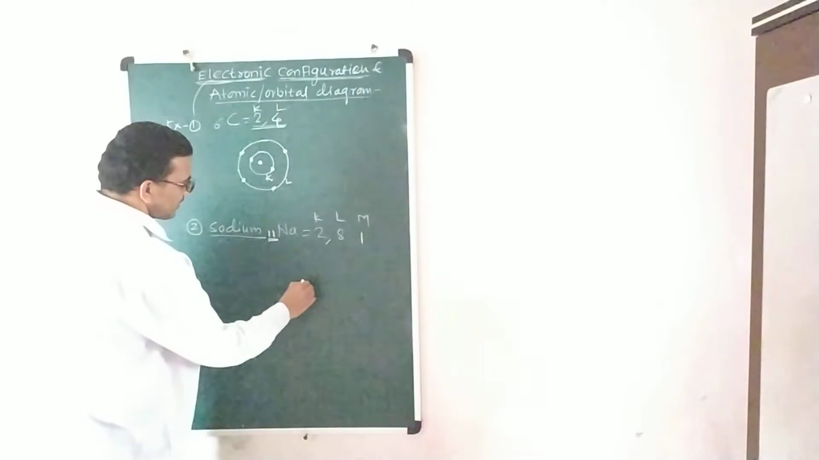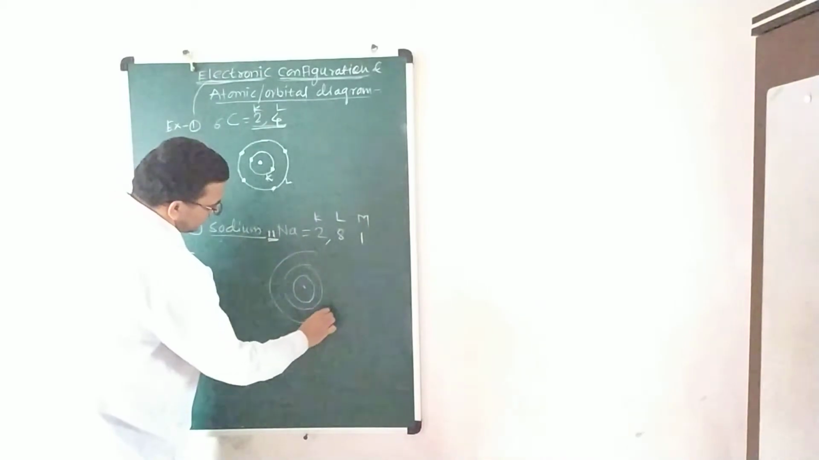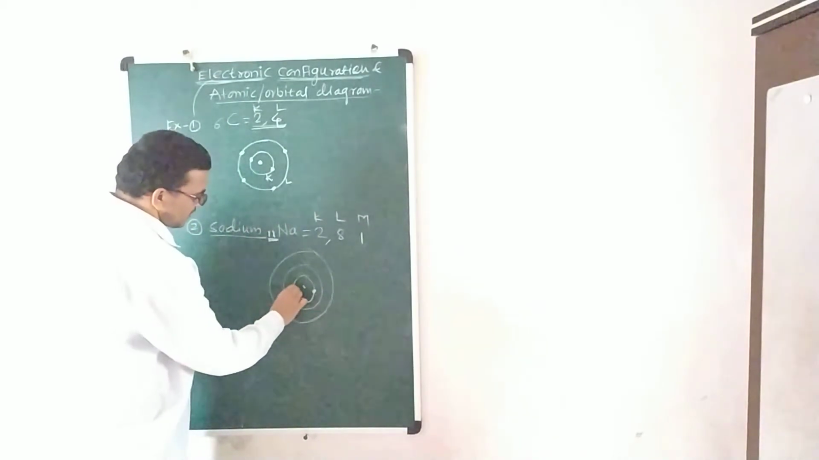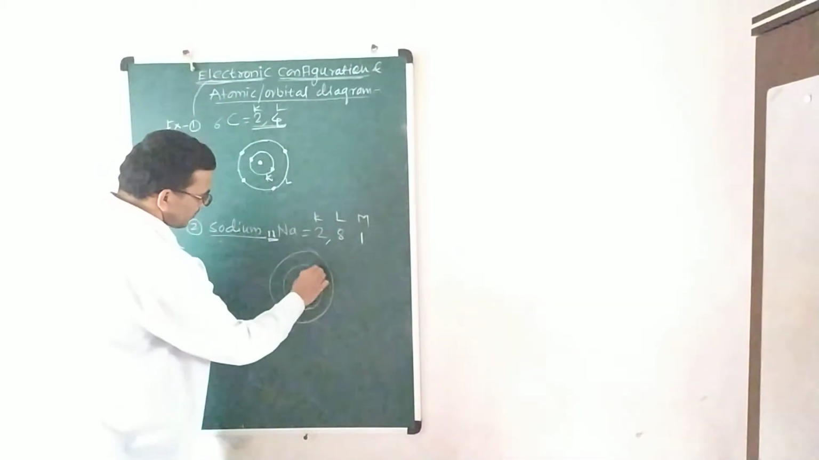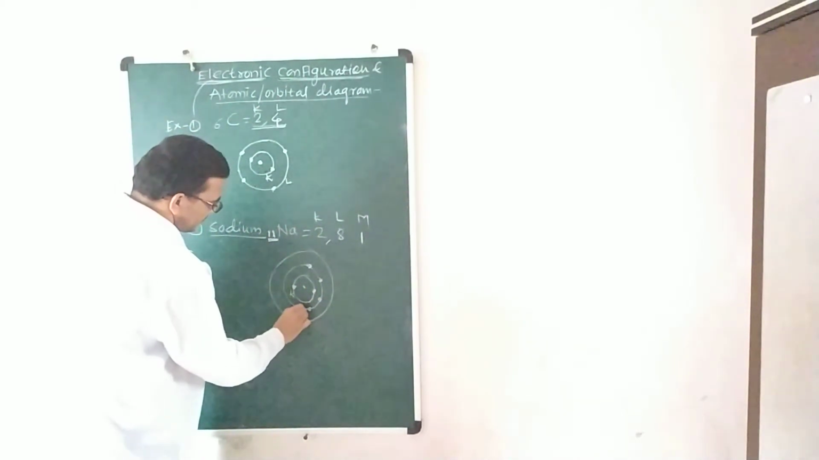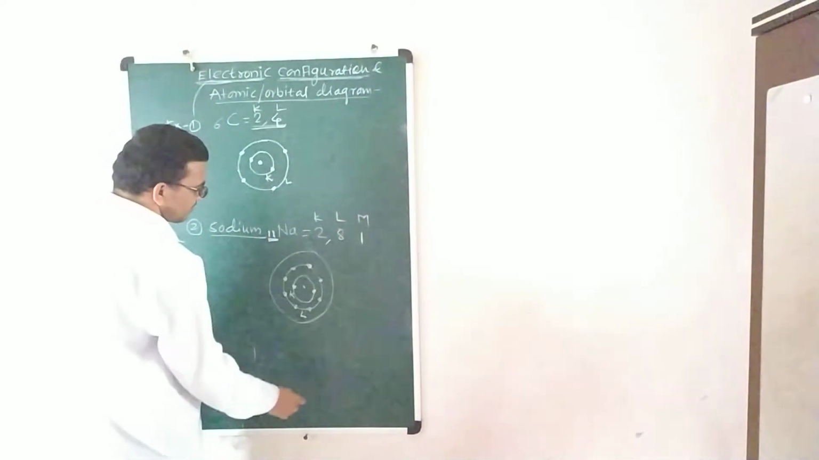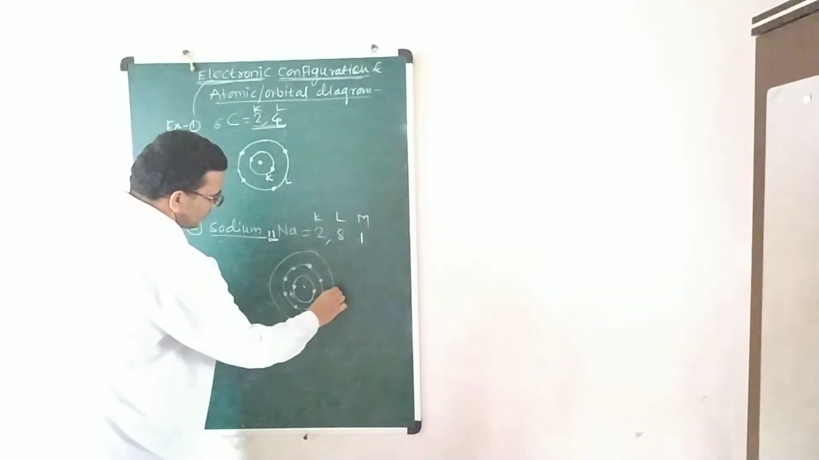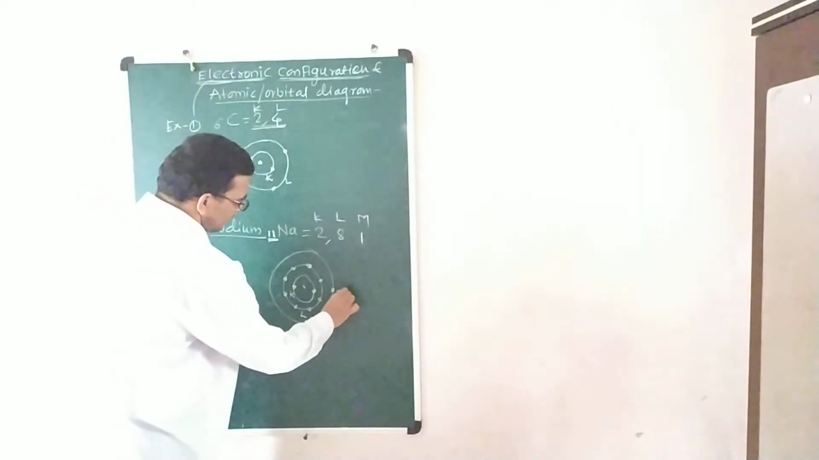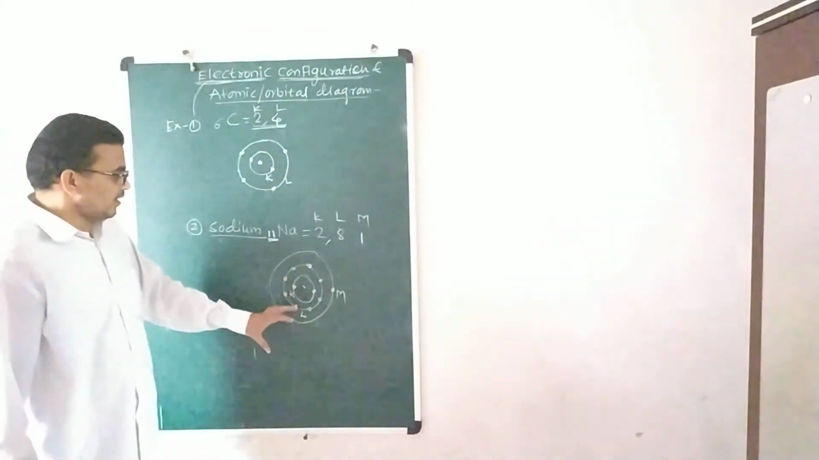If you are going to draw the orbital diagram: center, first cell, second cell, third cell. Understand? In the first cell, only 2 electrons, that is the K cell. In the L cell, 8 electrons, so draw 8 dots: 1, 2, 3, 4, 5, 6, 7, 8. That is the L cell. And in the M cell, only 1 electron is there. In this way, you can complete the orbital diagram or atomic diagram of sodium. Understand? So it is very easy.